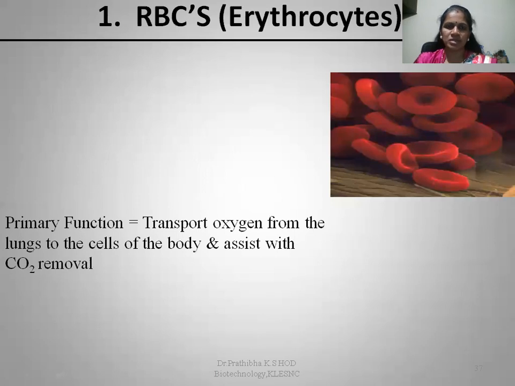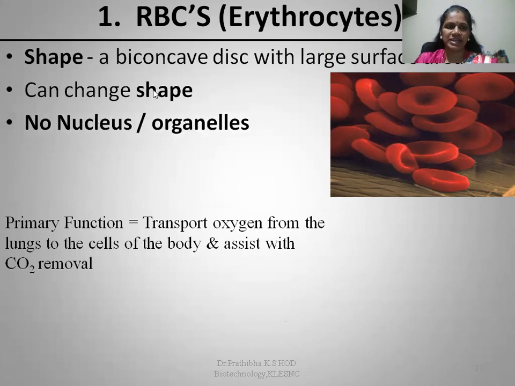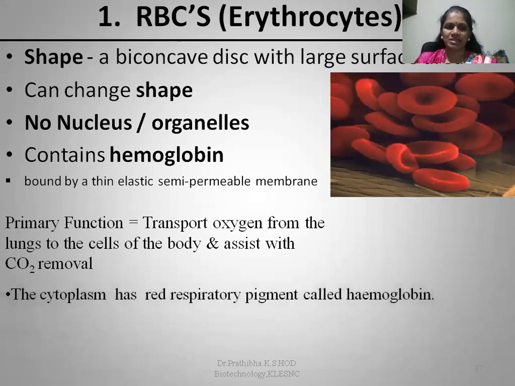Let us understand first about red blood corpuscles, which are known as erythrocytes. The shape is a biconcave disc with larger surface area to carry the oxygen molecule. This RBC can change shape. Here, no nucleus or cellular organelles. It contains hemoglobin, and these RBCs are bound by a thin elastic semi-permeable membrane. Primary function: transport oxygen from the lungs to the cells of the body and assist with carbon dioxide removal.